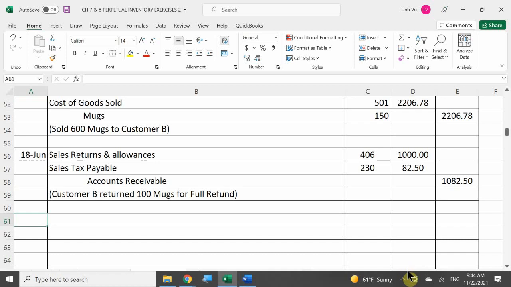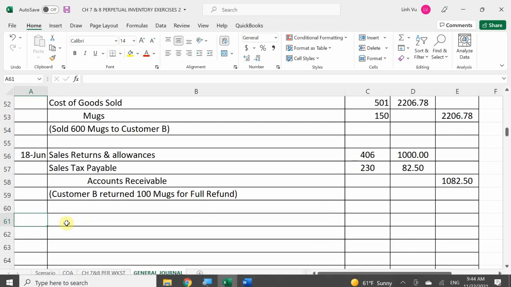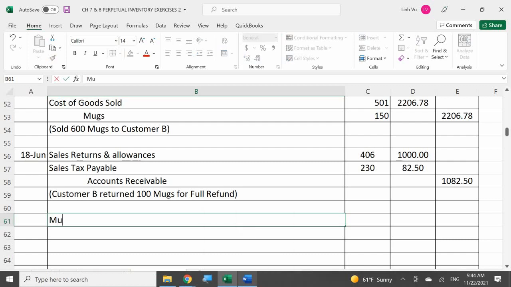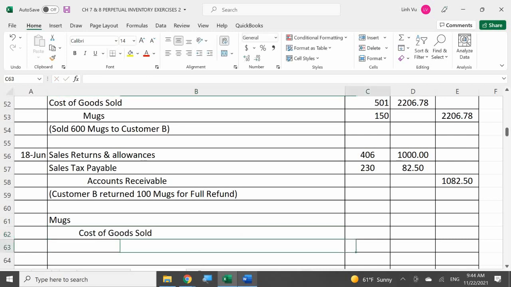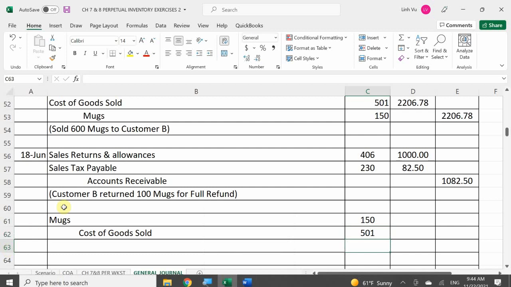You would get the mugs and then cost of goods sold. Correct, right? You're going to have mugs, and you're going to refund it through the cost of goods sold. Because in this case, we unsold, or we're refunding. So therefore, we never sold this amount in the first place. So let's go ahead and figure this out.